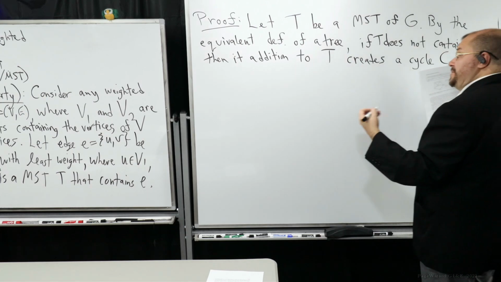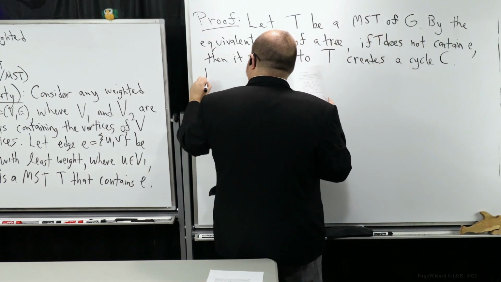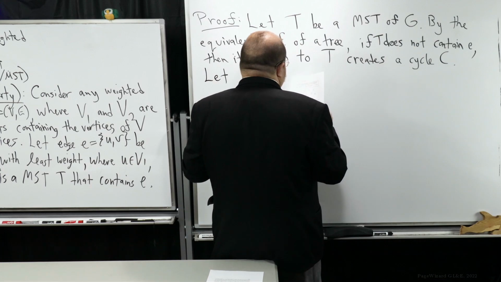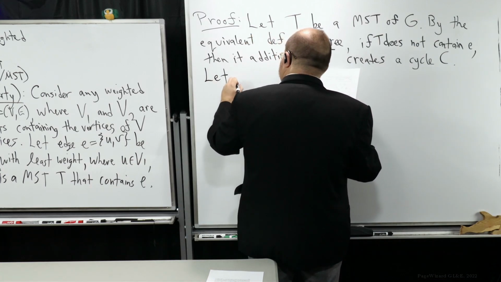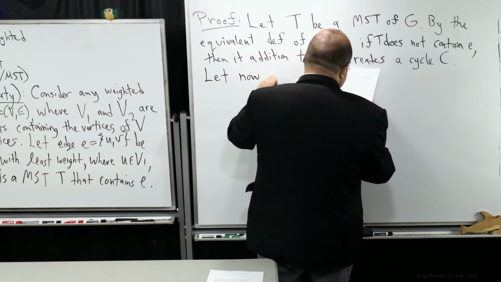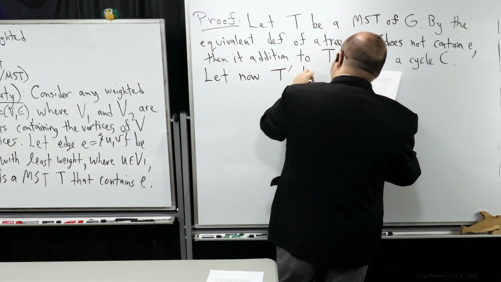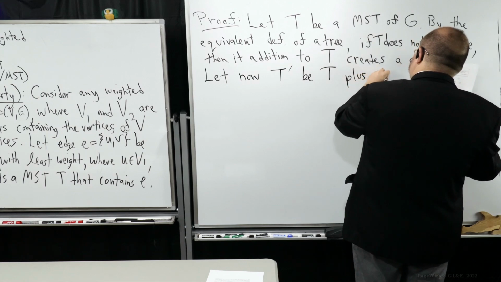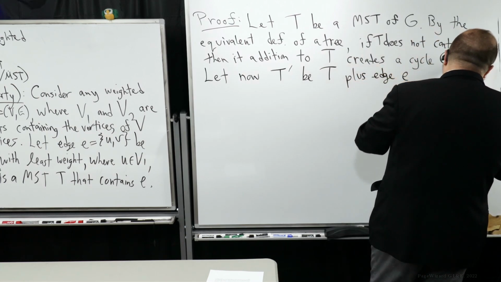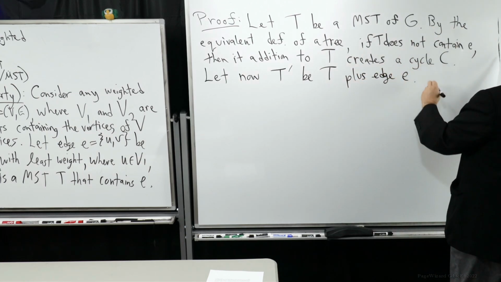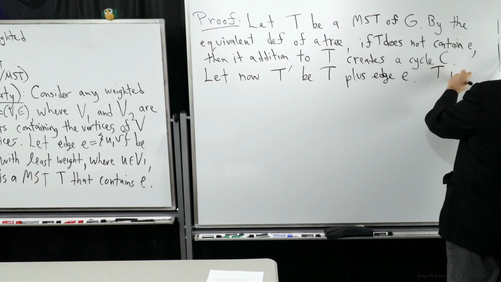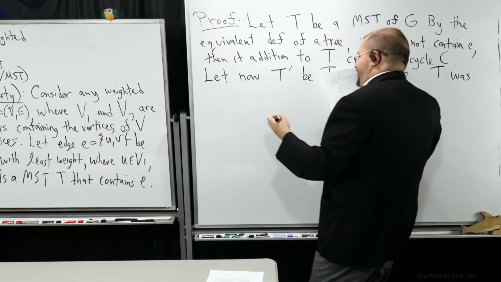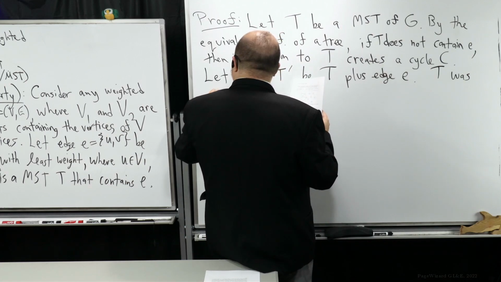So I'm going to give this new modified graph that I've just created a name. Let now T prime be T plus edge E. Now remember, T was a spanning tree, right? Because it's an MST, right? So T was a spanning tree.